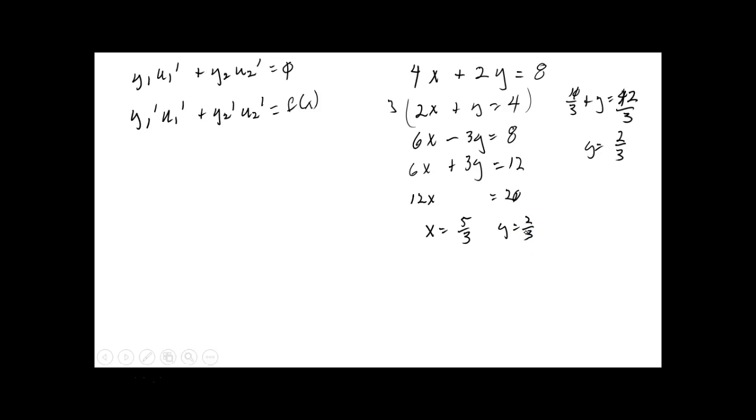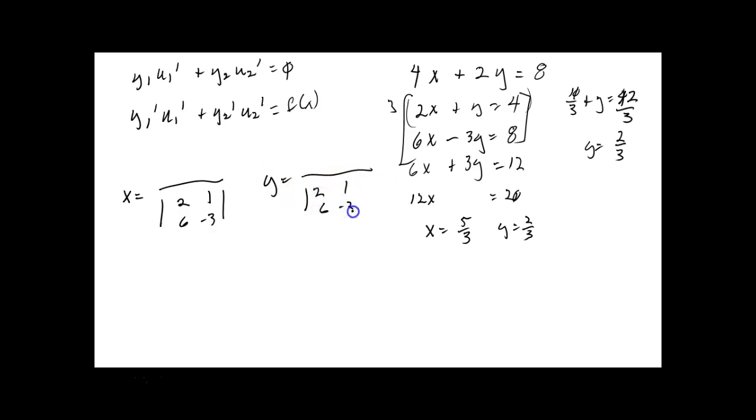Okay? So we know what that solution is. Here's what Cramer's rule says. Now remember, these are our first two equations. X is equal to, I'll do the denominator first. It's the determinant of the coefficient matrix: 2, 1, 6, minus 3. Y is something over the same thing: 2, 1, 6, minus 3.